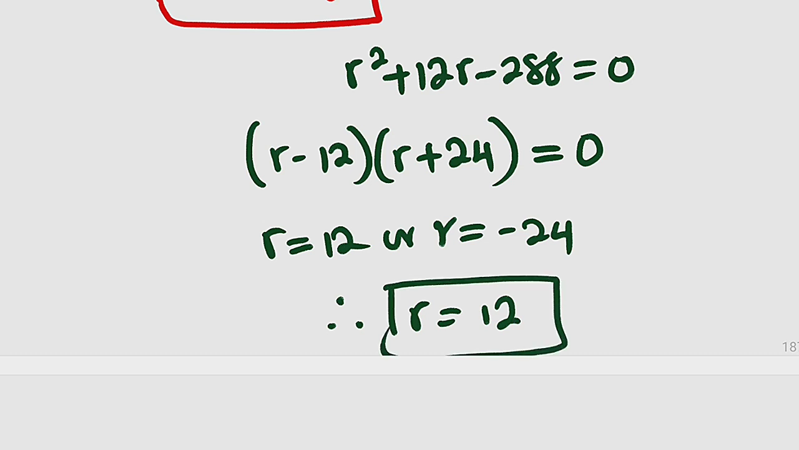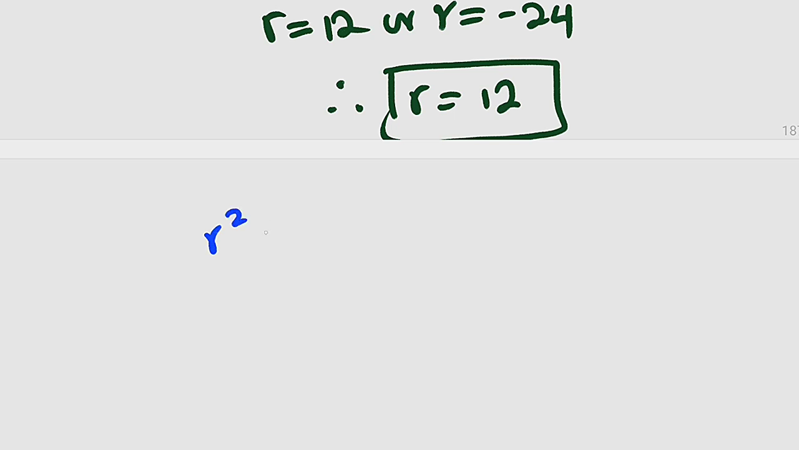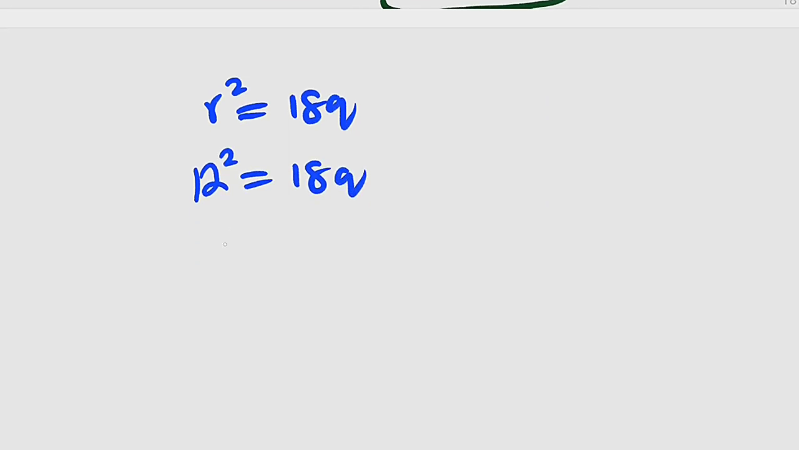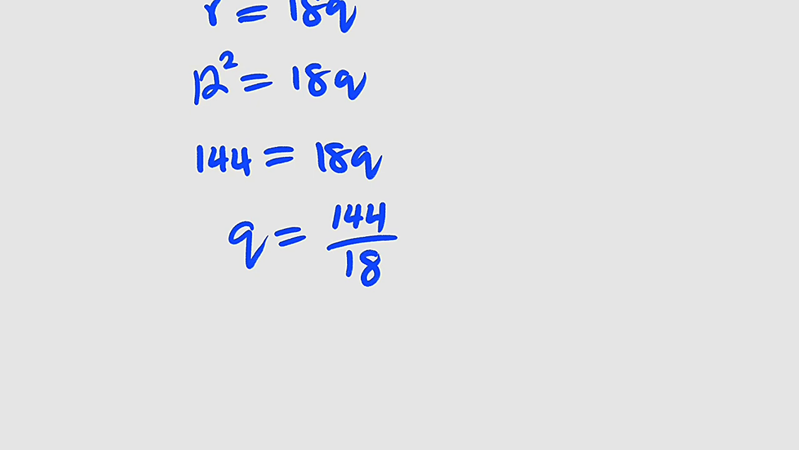So do we have any equation written in terms of R? Let's go back. All right, we have R squared equal to 18Q. We can use that equation to find Q since we have the value of R. R is 12, so we have 12 squared equal to 18Q. 12 squared is 144, equal to 18Q. To make Q the subject, we divide both sides by 18. Therefore, Q equals 144 divided by 18, which is equal to 8. Hence, Q is equal to 8.